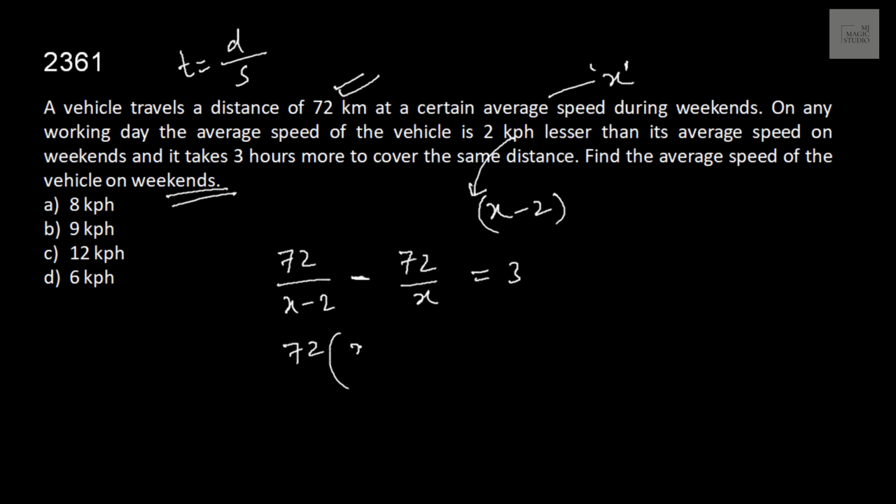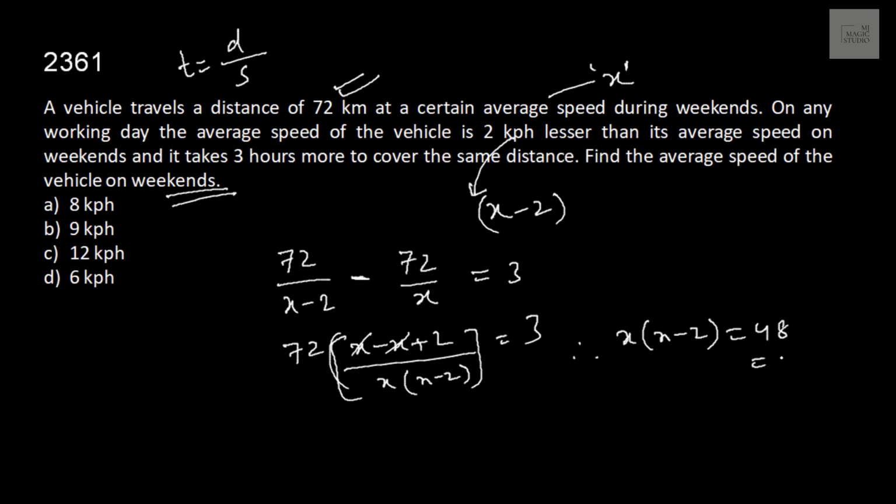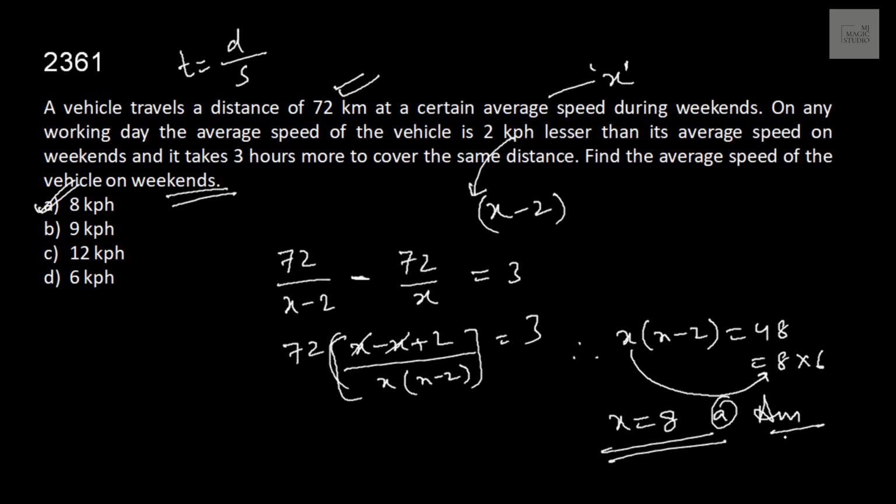72 into x minus x plus 2 upon x into x minus 2 is 3. Done. Okay, so 72 by 3 will be 24, into 2 is 48. We'll get x into x minus 2 is 48, which can be written as 8 into 6. Simply we can find the value of x. X is equal to 8, or we can solve it as a quadratic equation. We'll get it, x will be 8. Find the average speed of the vehicle on weekends. That would be 8 km per hour. That is option A, and that is our answer.